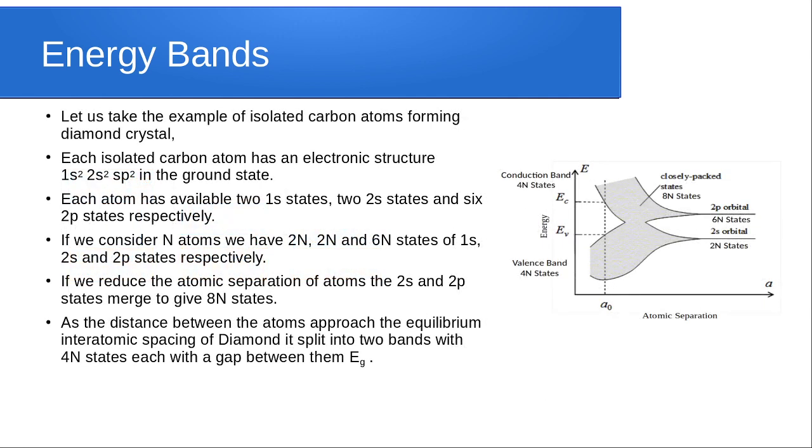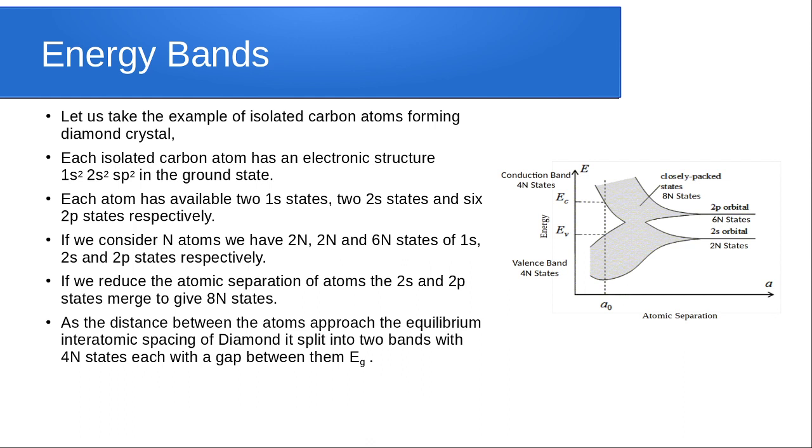Now, how these energy bands are being made, or how they come into existence, is a question. Let us see how the energy bands are formed by seeing an example. Let us take the example of isolated carbon atoms forming diamond crystals.